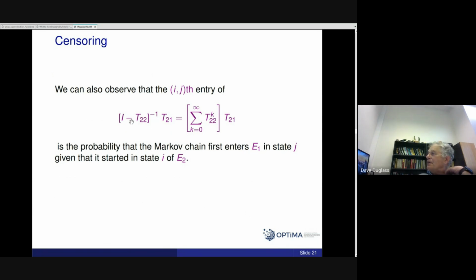And the second part, where we write the probability pi2 in terms of pi1, we use this. And that's the probability the Markov chain first enters E1 in state J, given that it started in state I of E2.